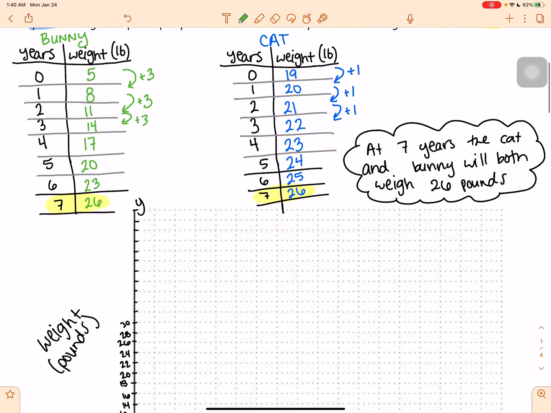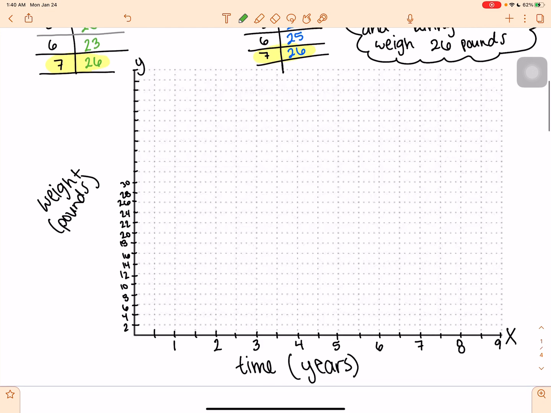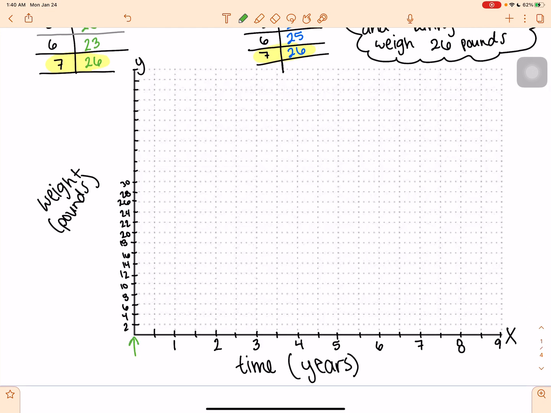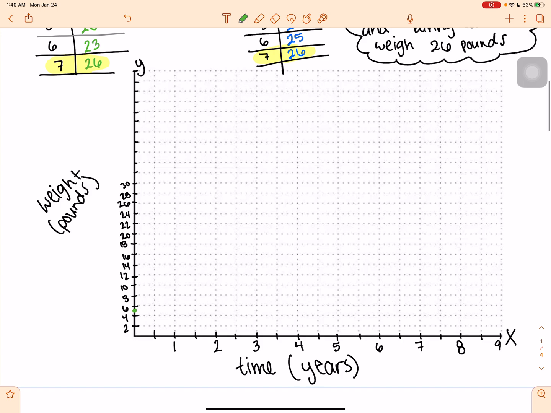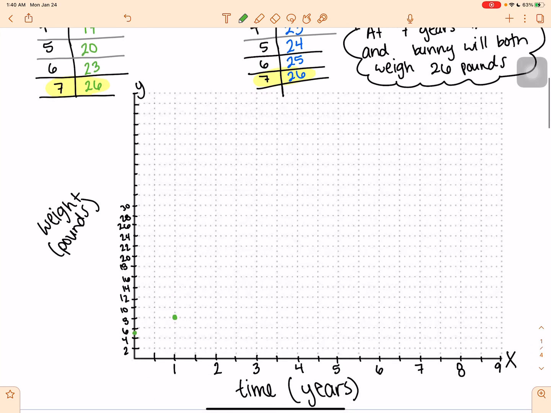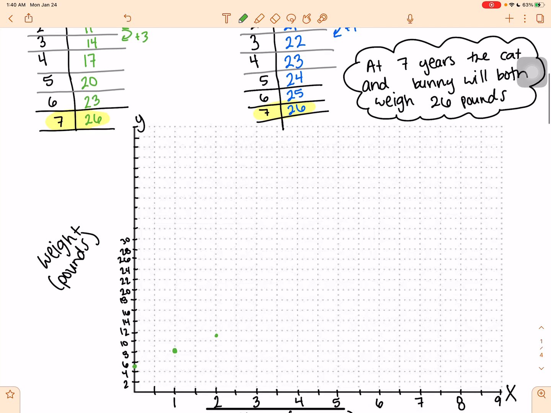So I'm going to plot it in green. So its starting weight at year 0 is 5 pounds. So at year 0 here, which is on the y-axis, my starting point, my y-intercept is 5 pounds. So it's going to be right in between the 4 and the 6. And then after 1 year, my bunny is 8 pounds. So at 1 year, I'm going to mark a point at 8 pounds. And then at 2 years, it is 11. So I'm going to go up to right between the 10 and 12. That is 11. And I know I'm adding 3 pounds every year.